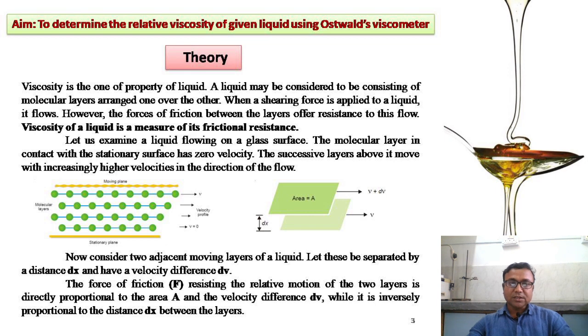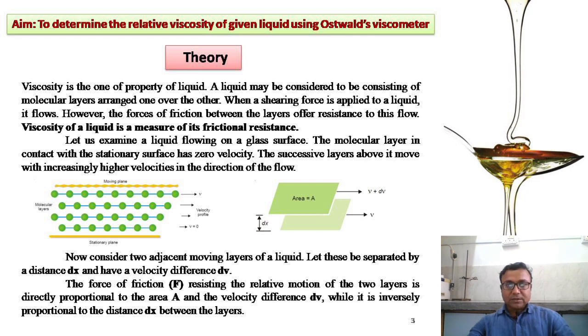In this figure, there are different molecular layers arranged one over the other, and viscosity is defined as a measure of the liquid's frictional resistance. Because suppose you consider there are different layers present here, and the liquid flows in the form of layers, as discussed in the liquid state.